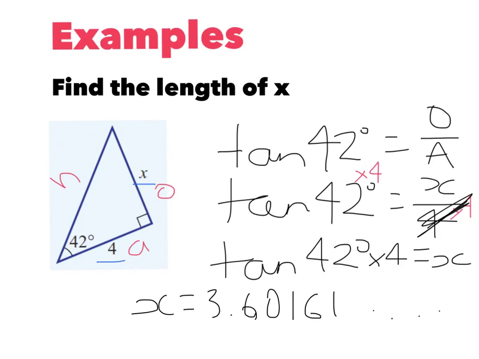I round it to 2 decimal places. I hit the decimal point and go 1, 2. I look to the position next to it. It is less than 5, so that decimal stays the same. So x, the side length of this one, is equal to 3.60. That is how I implement sine, cosine, and tangent in order to find missing side lengths.